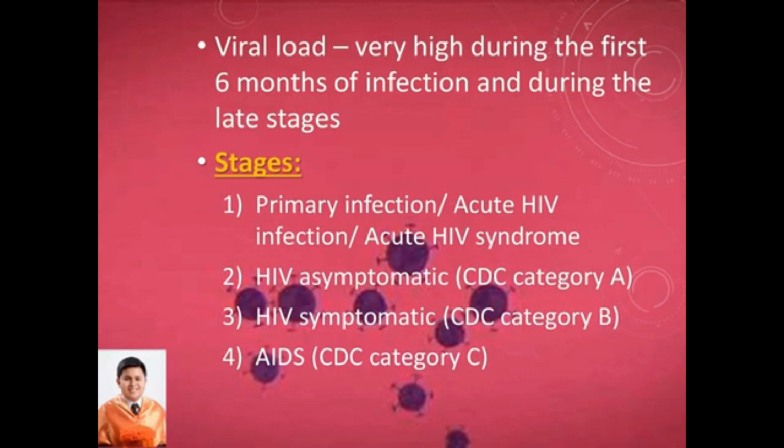Stage 1, the primary infection, or acute HIV infection, or acute HIV syndrome. Stage 2, the HIV asymptomatic, or the CDC category A. Stage 3, the HIV symptomatic, or the CDC category B. And the last stage, stage 4, the AIDS, or the CDC category C.